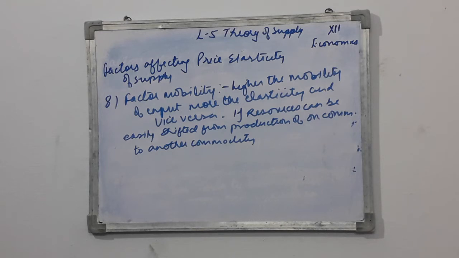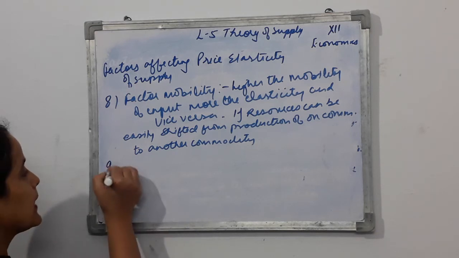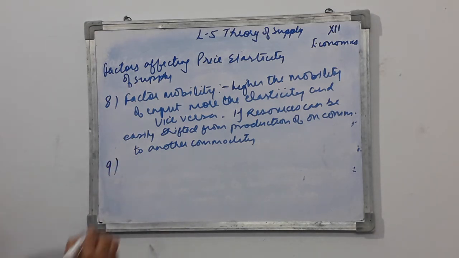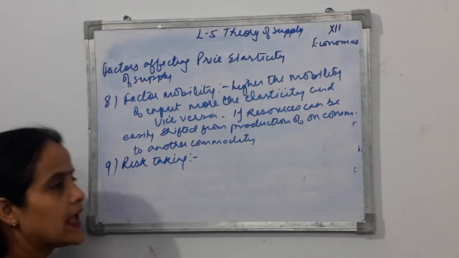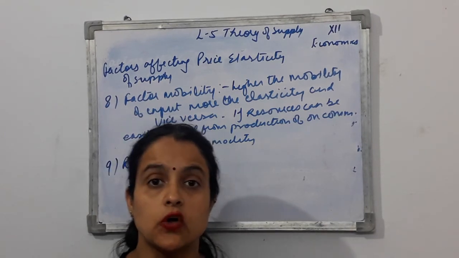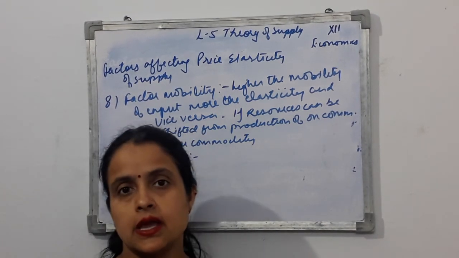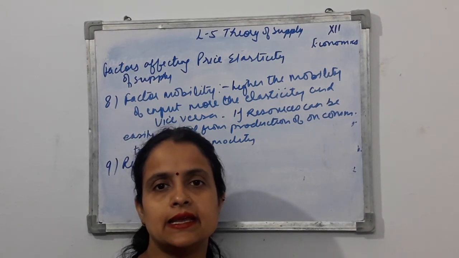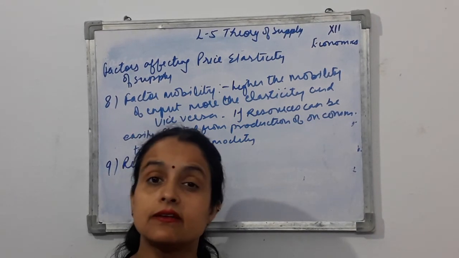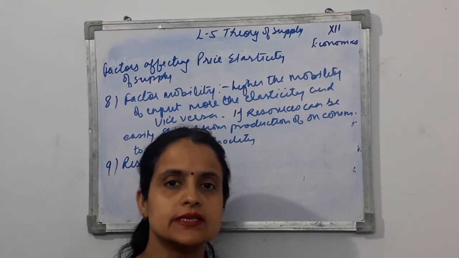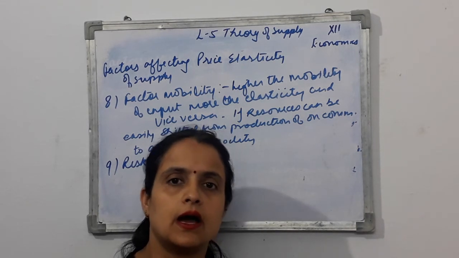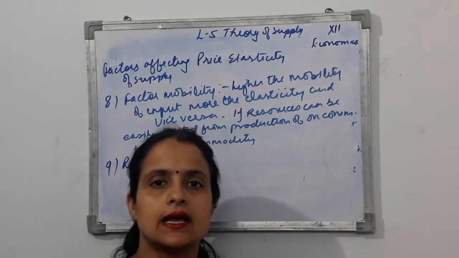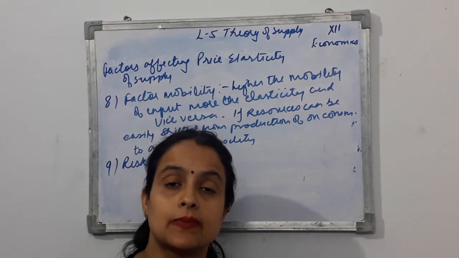In general, the ease with which factors of production can be moved from one place to another will affect the elasticity of supply. Okay. The ninth factor which affects the elasticity of supply is risk taking. If the entrepreneur has a nature of taking high risks, he does not get easily intimidated, then in that case he's a risk lover. Then he's going to take risk for output, for new factories, for new ventures. Then in that case definitely the elasticity is going to be what?